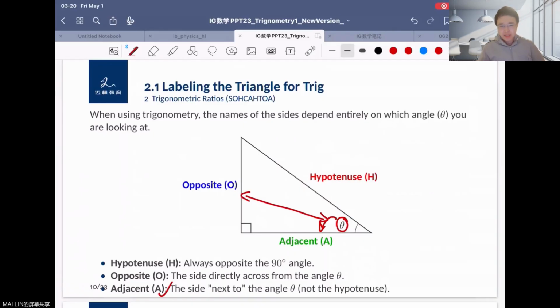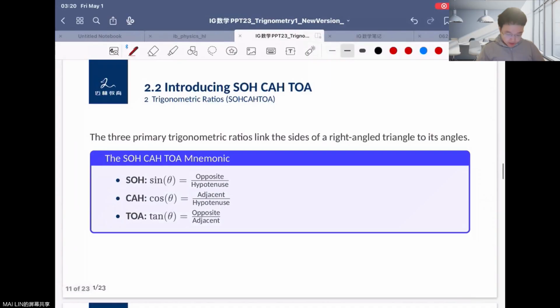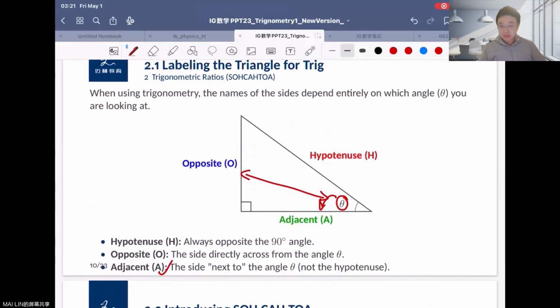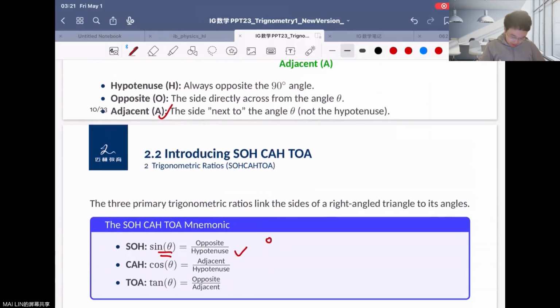By labeling the sides for the angles, it's very easy to represent the trigonometry. Here we have three kinds of trigonometric functions. First is the sine function. Sine theta can be written as the opposite side over the hypotenuse side. In this triangle, that is O over H, the side O over side H.